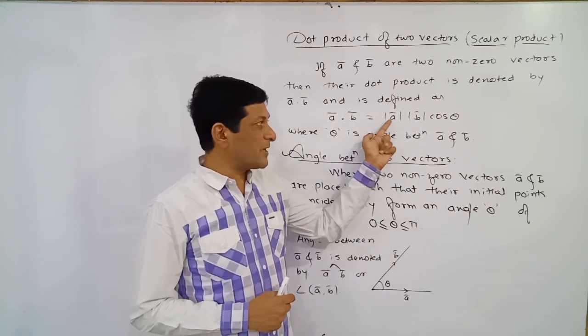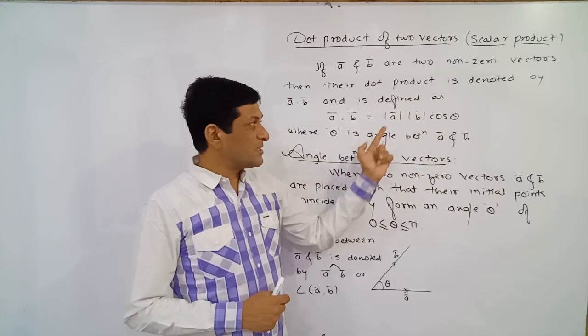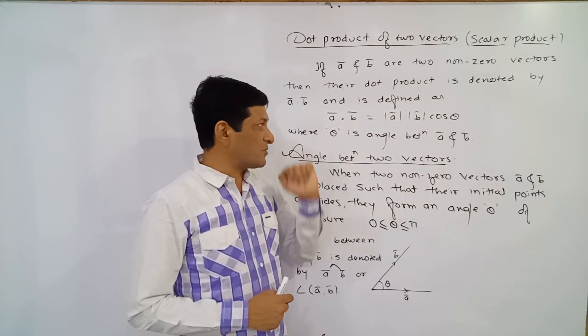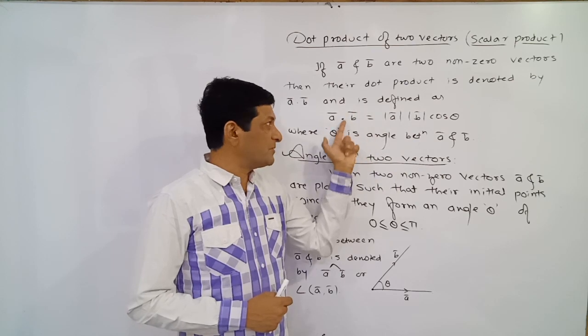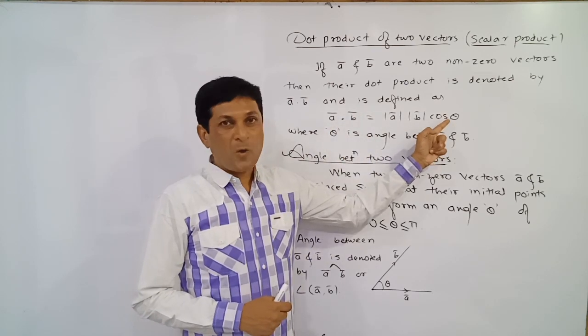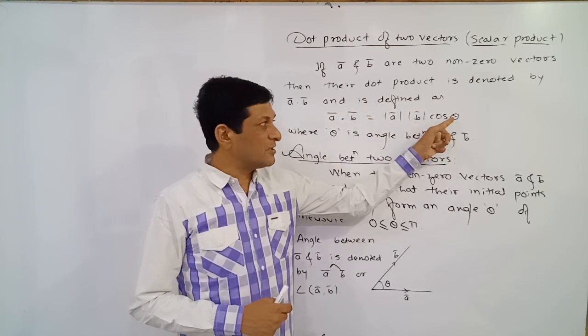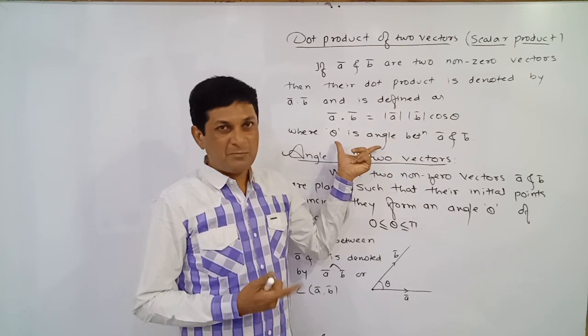If you observe here, a product of three terms is there. So what is the first term? Magnitude of this first vector. What is the second term? Magnitude of this second vector, into what? Cos theta. Now this theta is nothing but the angle between a bar and b bar.